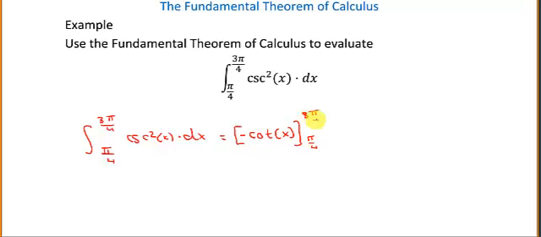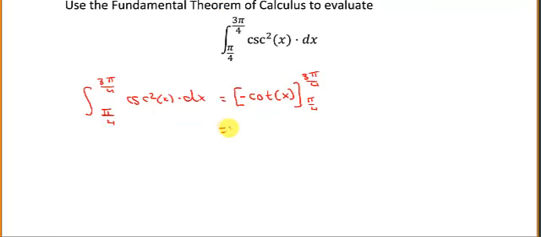And that's going to be the opposite of cotangent at pi over 4 minus the opposite of cotangent at 3 pi over 4. Oops, the other way around. Upper limit first. I've been telling you to do that. Upper limit first, lower limit second.